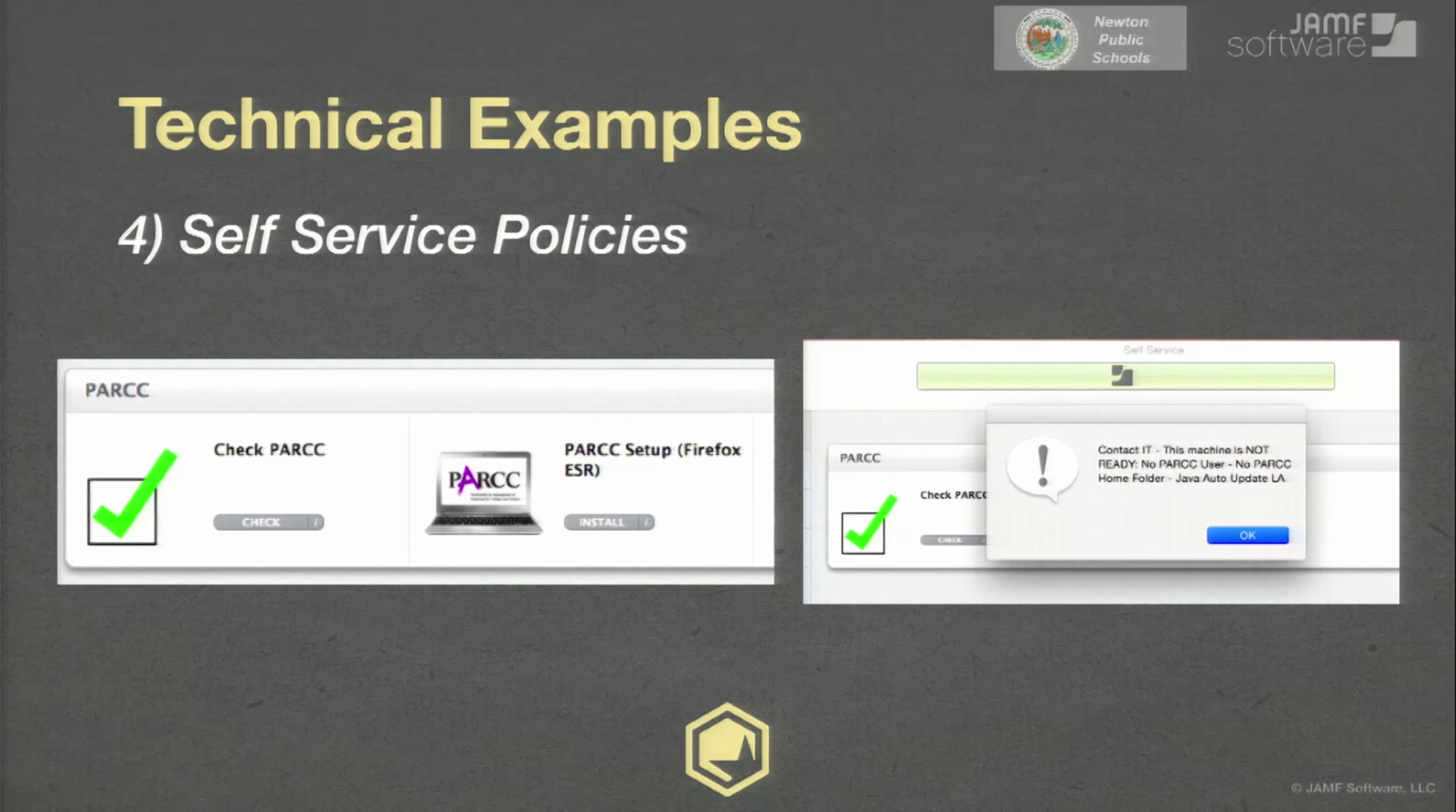But when something wasn't ready, it would say, "Contact IT. This is what's not working." So it would provide the tech some context about what's not working. But 9 times out of 10, they would just run that other policy you see on the right called park setup, and the machine would be ready by the end of that because it would go through that whole checklist of items again and fix anything that sort of went awry.